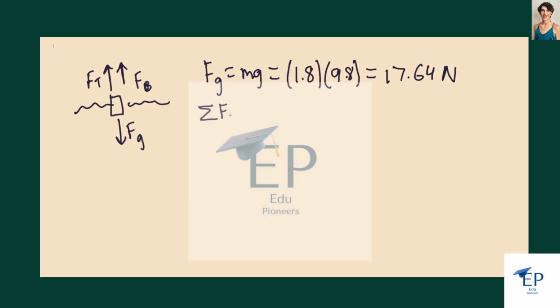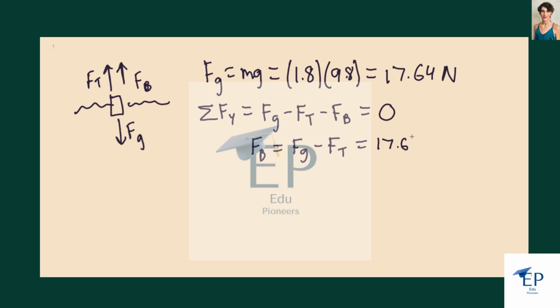This will be sigma F in the y direction equaling Fg minus Ft minus the buoyant force. So the force of gravity minus the force of tension minus the buoyant force. This is going to equal 0 because we don't want the rock to be moving up or down. And we find that the buoyant force is simply equal to the force of gravity minus the force of tension.